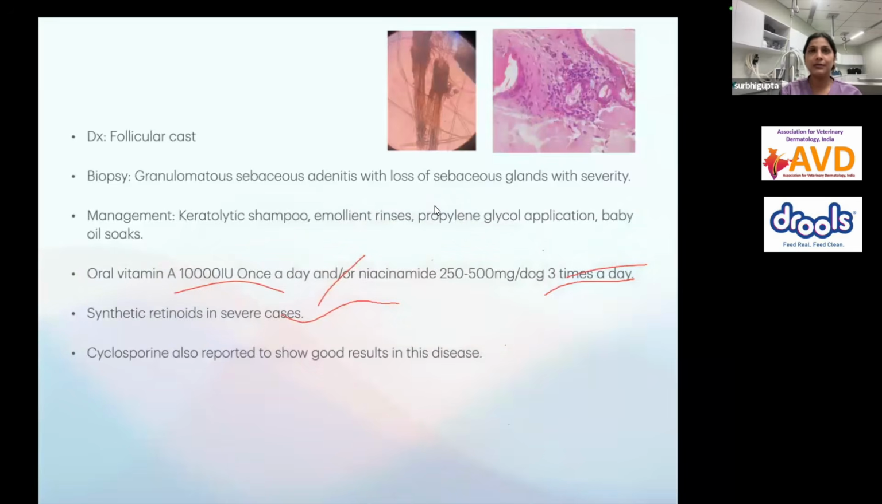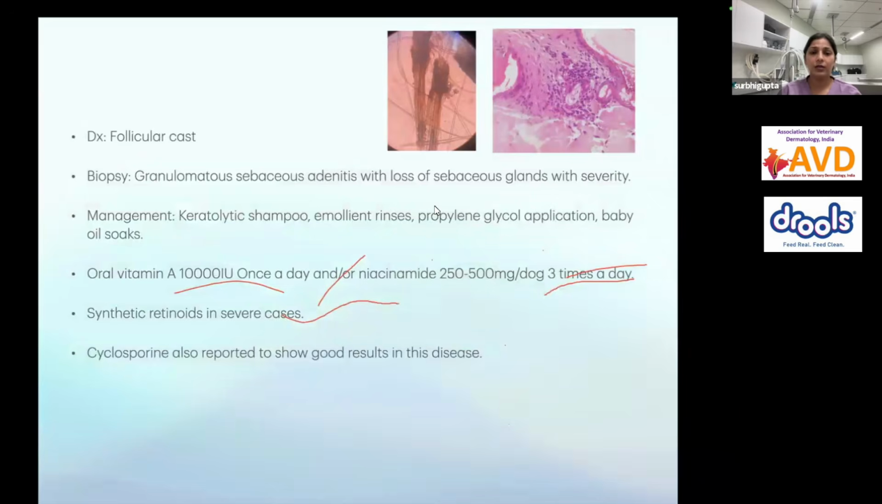Some people, because the sebum is so stuck with the hair, apply baby oil massages, like in a 1:1 ratio, and then after 3-4 hours just remove that oil with a good keratolytic or keratoplastic shampoo. And even vitamin A helps in renormalizing this. But general topical management is more helpful.